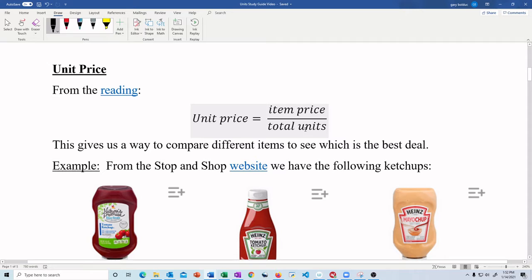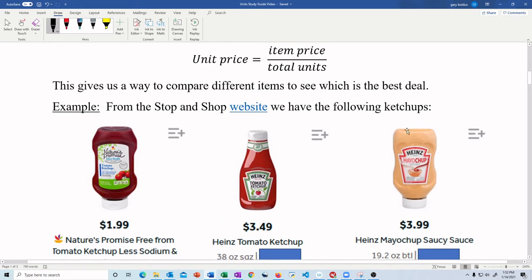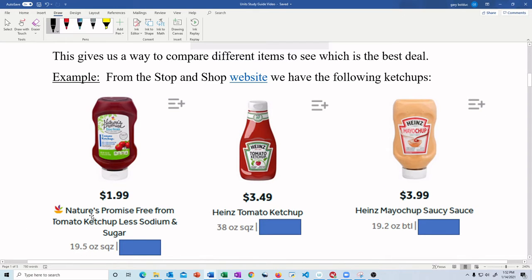Okay? So what does this mean? Well, we can just use this example down here if we want. This is a good one to use. I have 3 bottles of ketchup here that I found at Stop and Shop. Okay? Well, the unit price is telling you kind of how much ketchup are you really getting for the price. That's the way you can think about unit prices. What's the real deal here? And the reason we use something like unit price is because we often will have bottles of differing sizes.